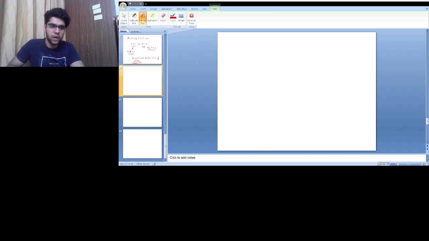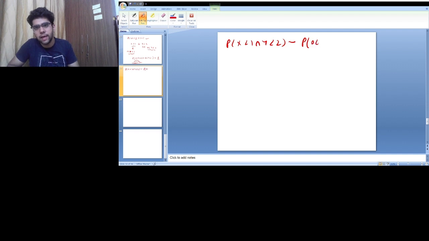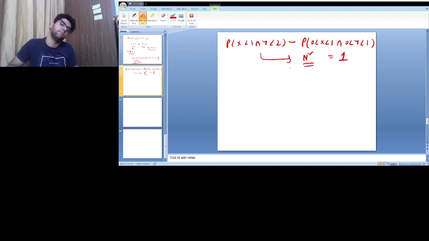This means that our numerator, which is the probability of x less than 1 intersection y less than 2, is equal to the probability of x lying between 0 and 1 intersection y lying between 0 and 1, which is equal to 1. So our numerator is equal to 1. Now we need to find the probability of y less than 2.